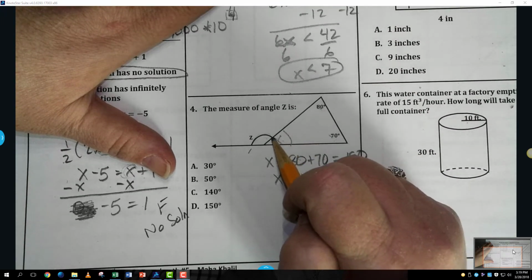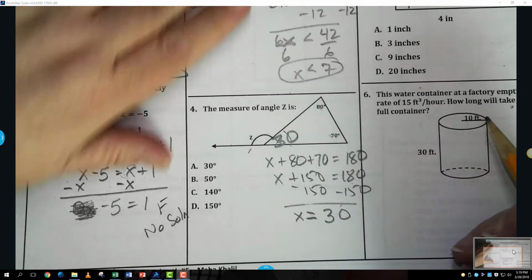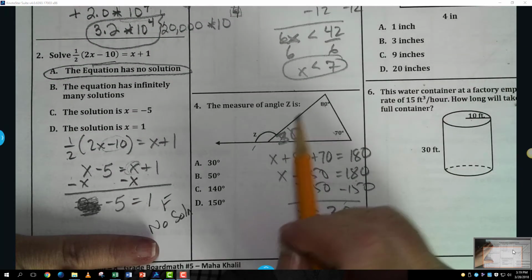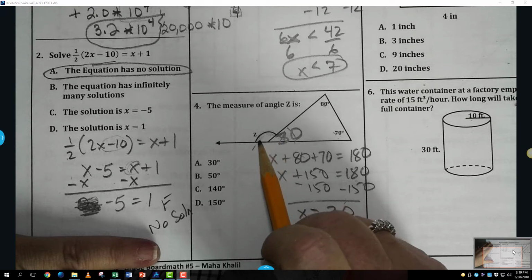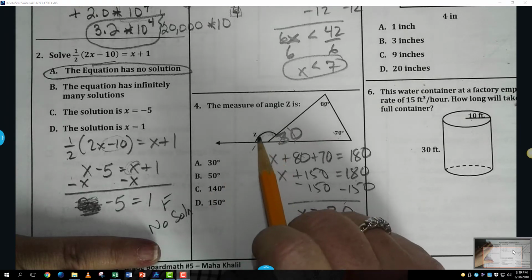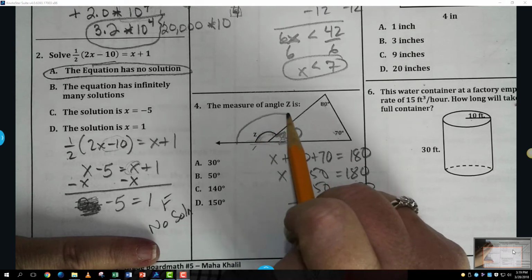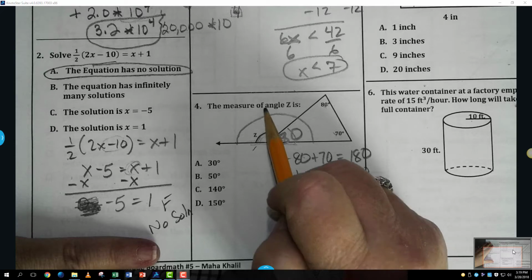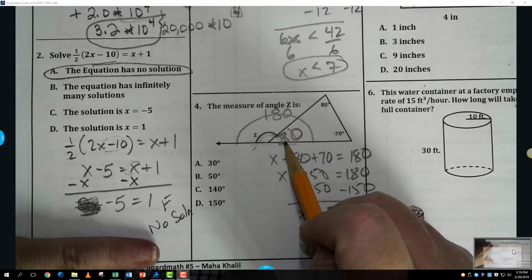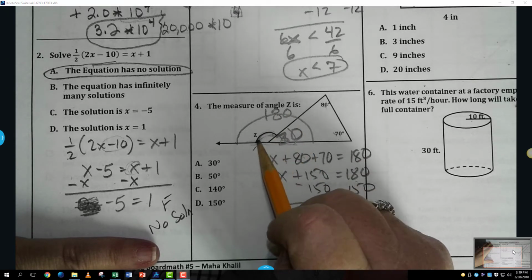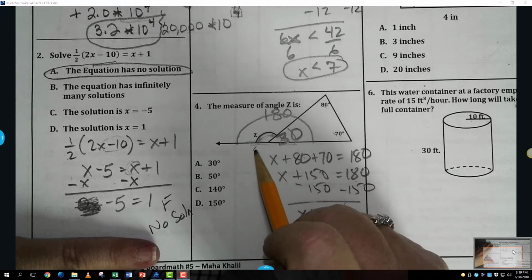That's what this is. So this is 30. Then it is asking us, what is this angle? Okay, so this angle is a straight line right here, and the angle of a straight line is 180. If this part is 30, then this part is what's missing. 180 minus 30 is 150.